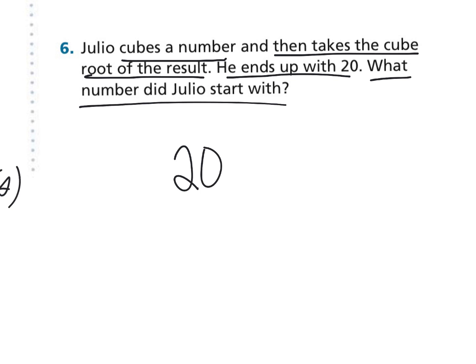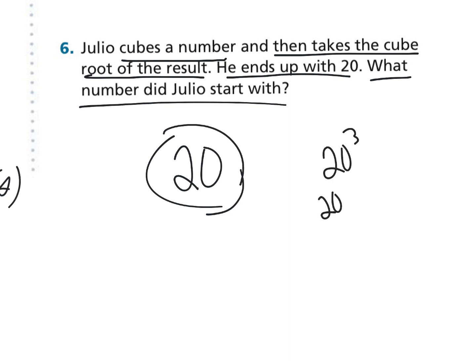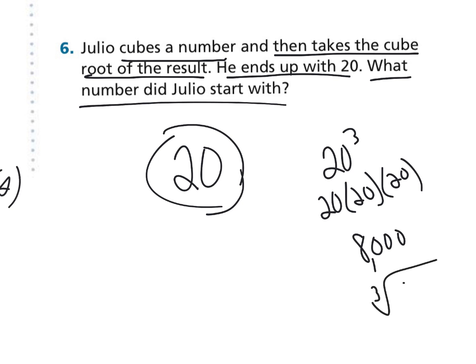So if you did 20, 20 cubed would be 20 times 20 times 20, which would be 8,000. And then if you did the cube root of 8,000, then you would get 20, right back where we started.